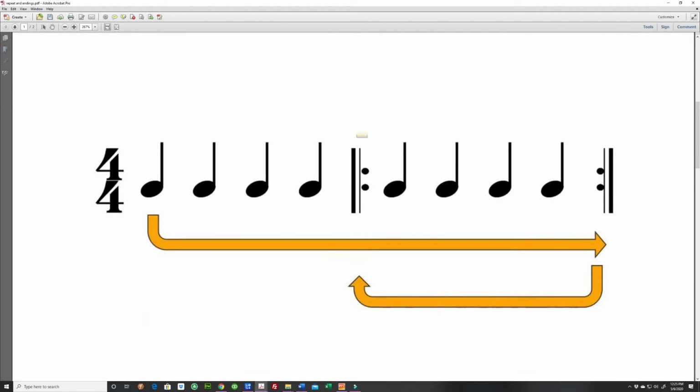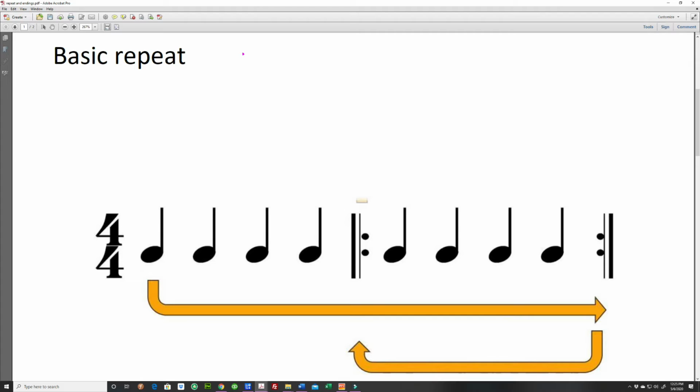So if I was to look at this basic repeat, here's a little piece of music. And we've got our repeat. Here's the first part of it, and here's the second part. So that means that when I start playing, I'm going to start at the beginning, and I'm going to play all the way to the end. And then when I get to that repeat sign, I'm going to go back up to the other side of the repeat sign right here, and then I'll play the rest of the way to the end. So it's just the little piece between the repeat signs that we play two times.